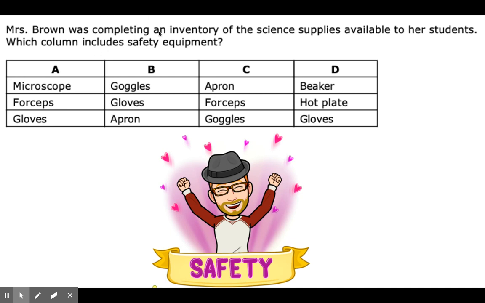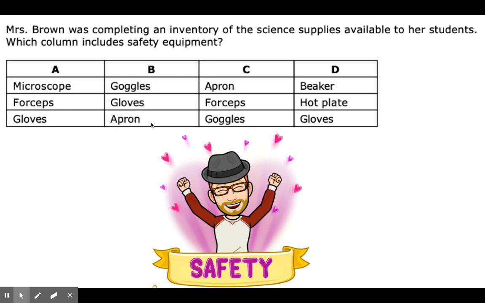All right, Mrs. Brown was completing an inventory of the science supplies available to her students. Which column includes safety equipment? So you have to know what a column is. That's the up and down. So microscope, forceps, and gloves. Maybe you don't know what forceps are, but is the microscope safety equipment?